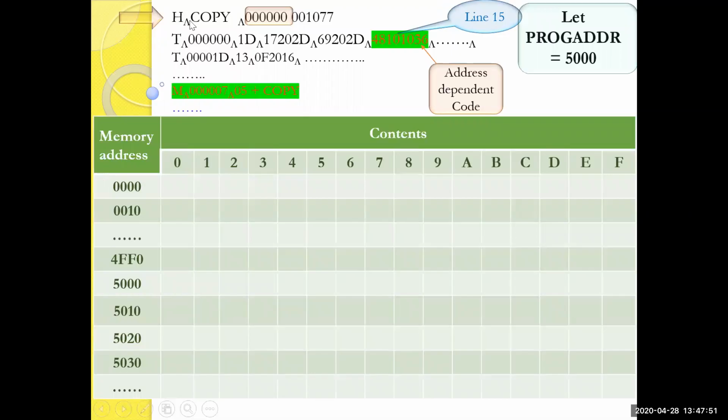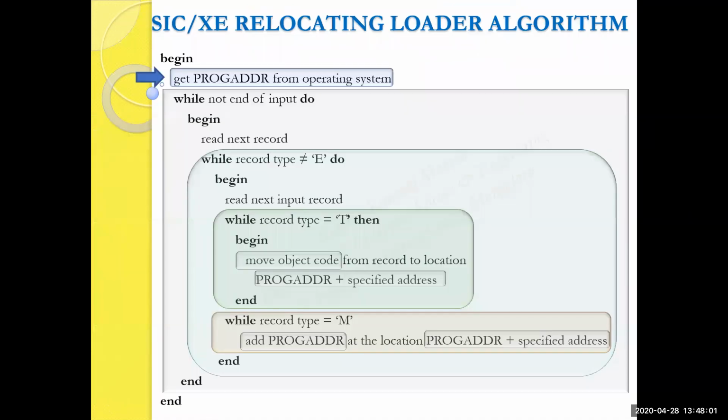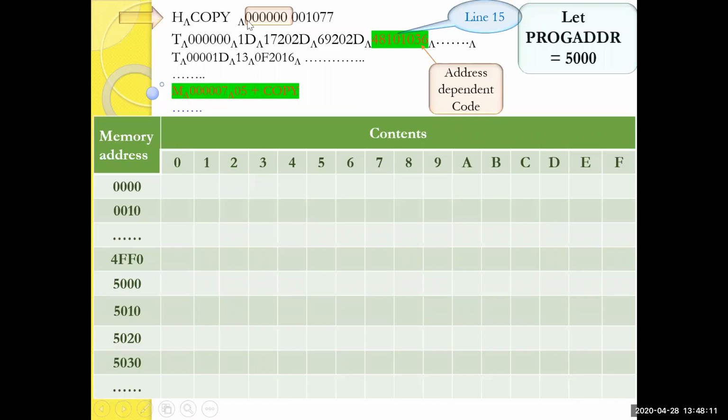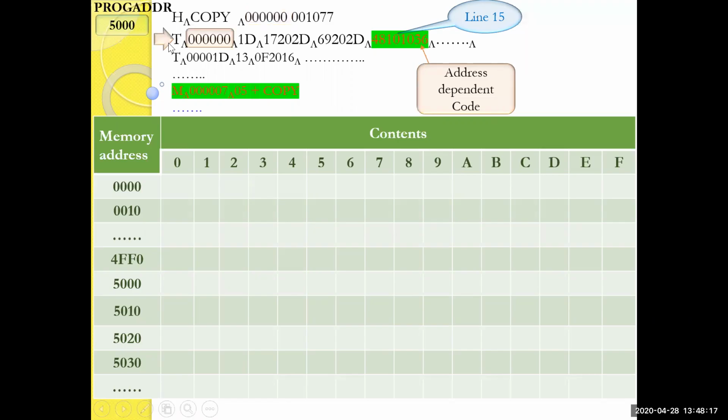Initially, we have not reached the end of the input, so one after the other, the records are fetched. First, the header record is fetched. Once the record is fetched, you check if the record type is E. If it is not E, read the next input record. So after the header record is fetched, we check if the record type is E. If not, we fetch the next record.